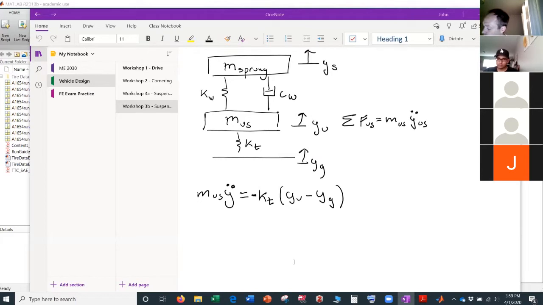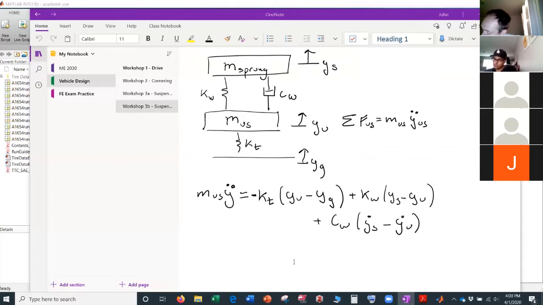So if the top spring is extended, it'll pull it up. So we have k of the wheel, right? It'll pull it up. So this is y sprung minus y unsprung. So that pulls it up. Plus c of the wheel, so y dot sprung minus y dot unsprung. That's the force of the damper pulling it up.